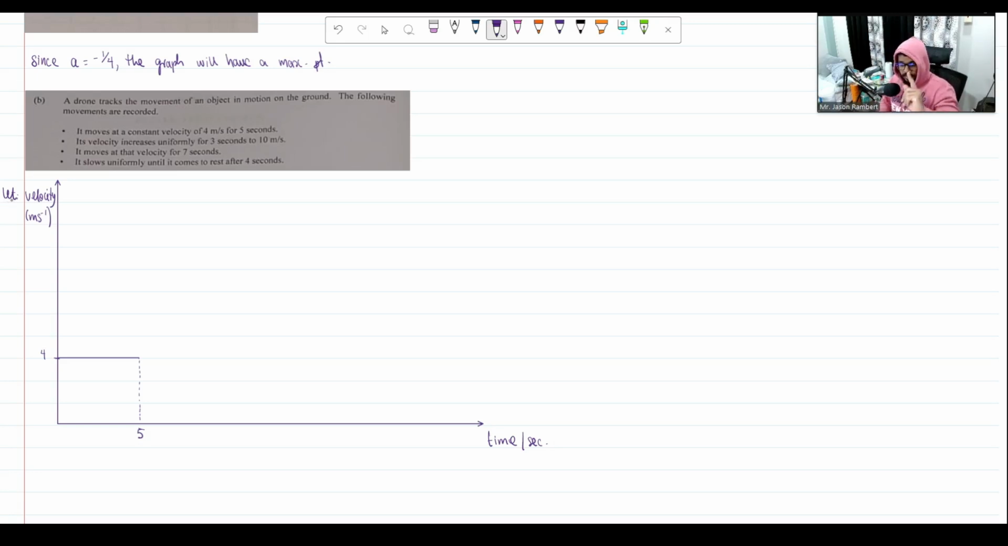Its velocity increases uniformly for 3 seconds to 10 meters per second. Let me get a straight line here. Nice. I don't have a ruler, so bear with me. It took 3 seconds to do this, so this is going to be 8 seconds. It moves at that velocity for 7 seconds, and again, my diagram is not drawn to scale. 8 plus 7 is 15.